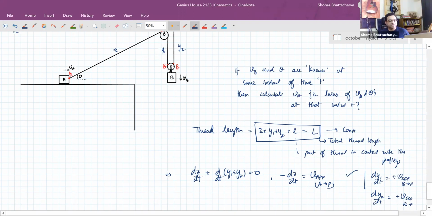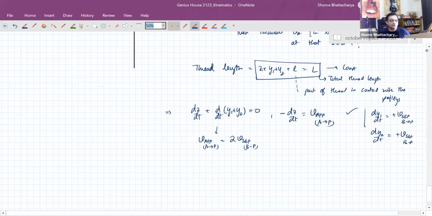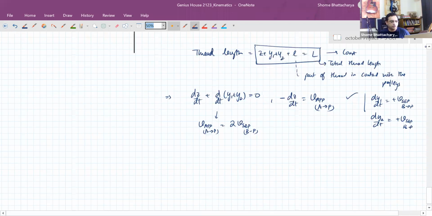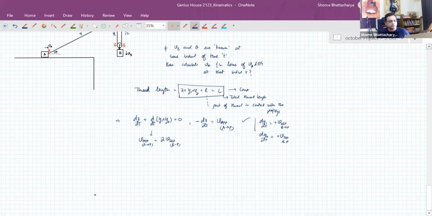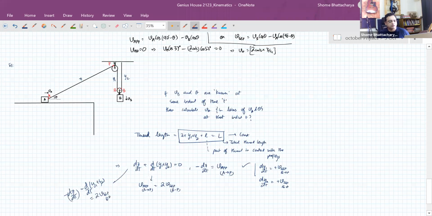So this statement now basically means what? That approach velocity of A towards the point P should become equal to double of the separation velocity of B from the point P. Okay. Or in other words, the rate at which the Z part is decreasing should be double of the rate at which Y1 is increasing or Y2 is increasing. Or it should be, so basically it's this, that minus dz by dt, the rate at which Z is decreasing, should be the sum of the rate at which Y1 and Y2 is increasing. So this is only your 2 times V separation, and this is only your V approach.